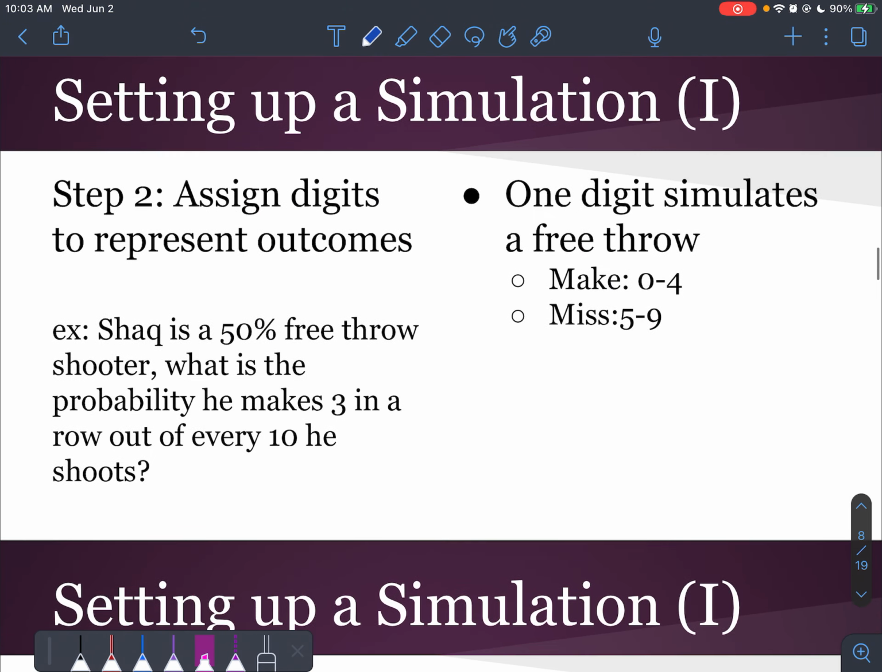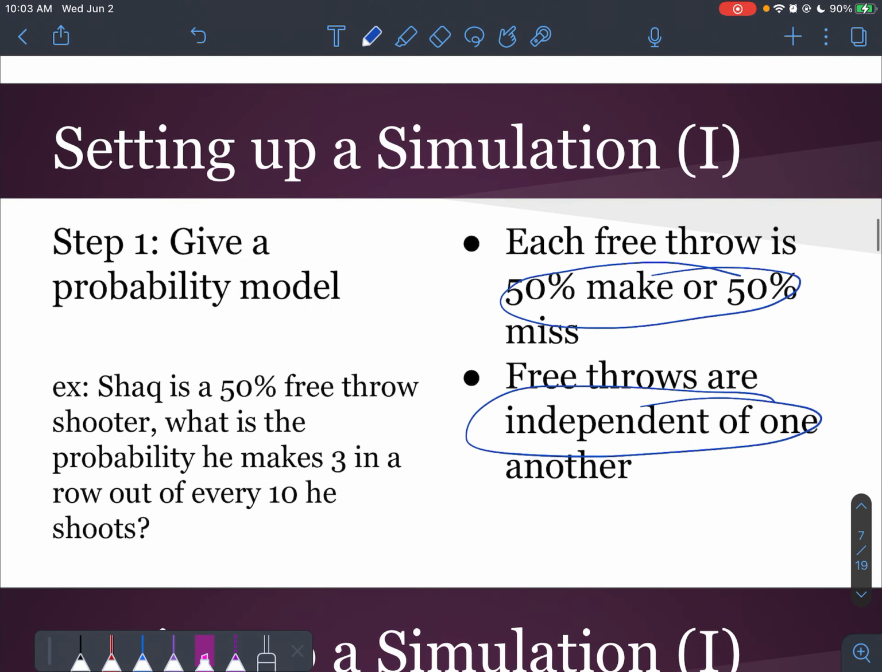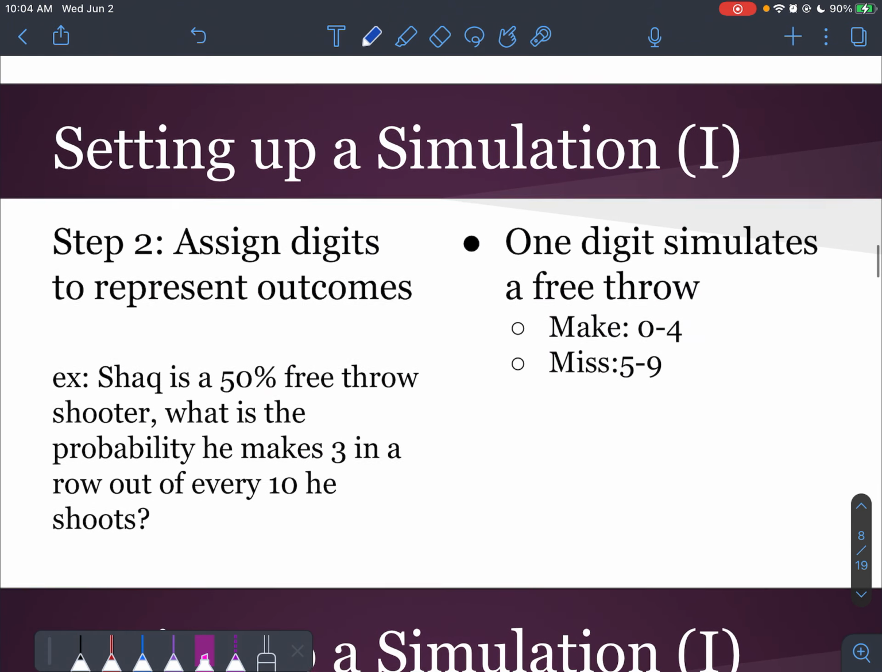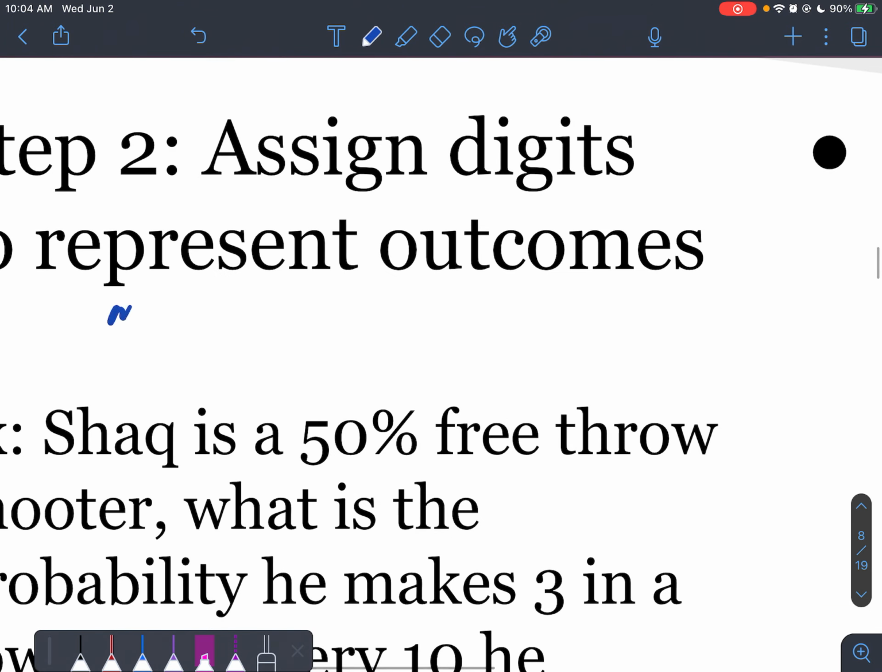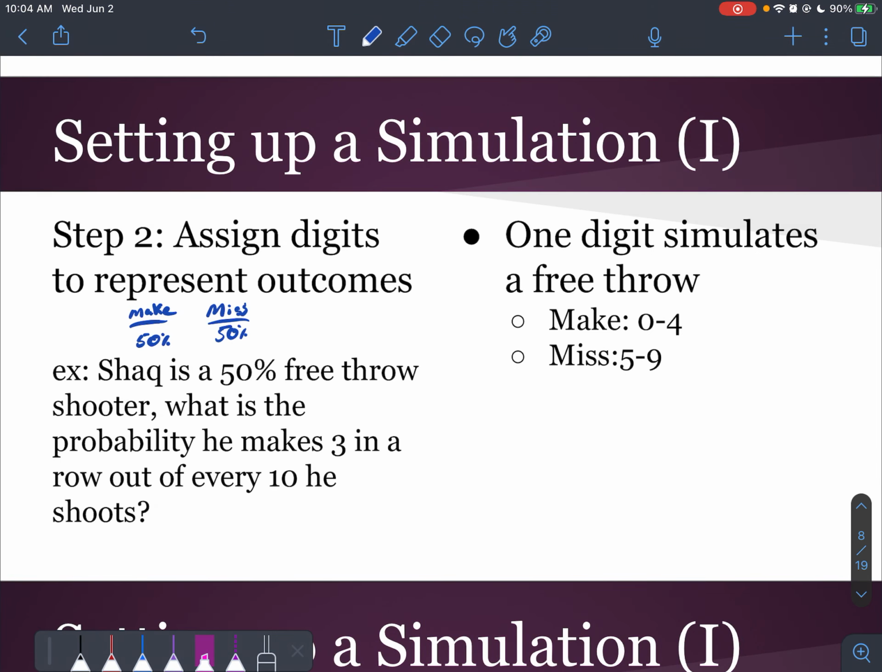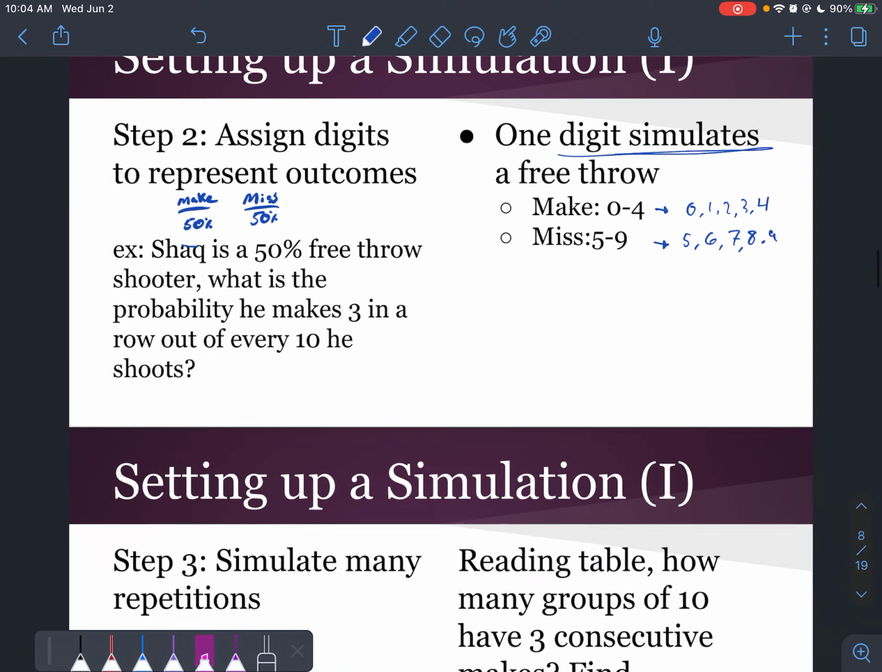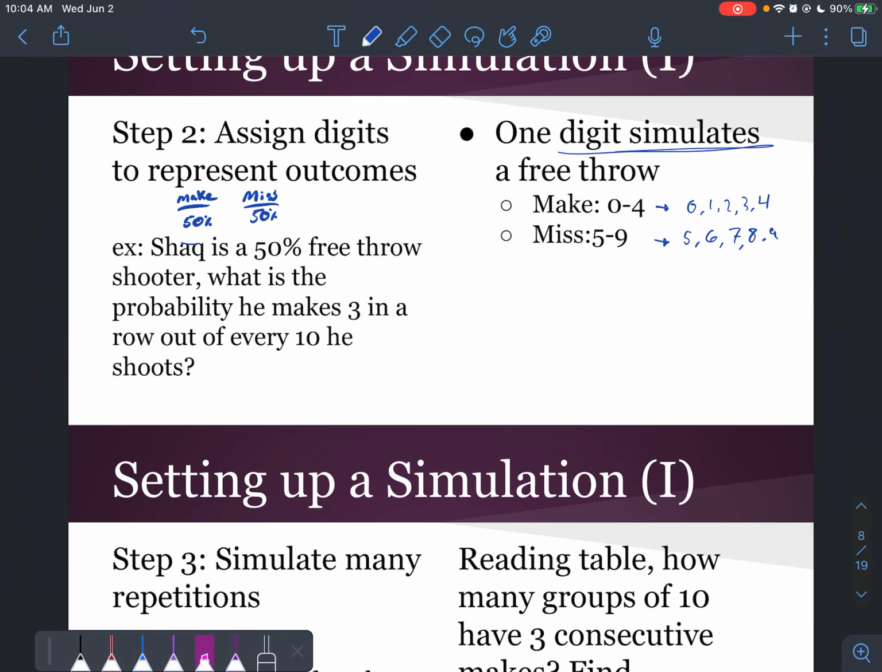Now, step 2, we're going to assign digits. First, give the probability model: a make would be 50%, and a miss would be 50%. So one digit simulates a free throw. Since it's 50%, we're going to do the same thing as before. The digits 0, 1, 2, 3, and 4 represent a make, and 5, 6, 7, 8, and 9 represent a miss. So with that, what's the probability he makes 3 out of every 10 he shoots?